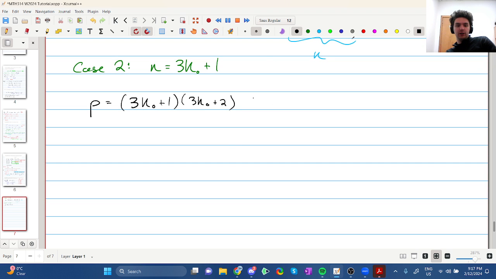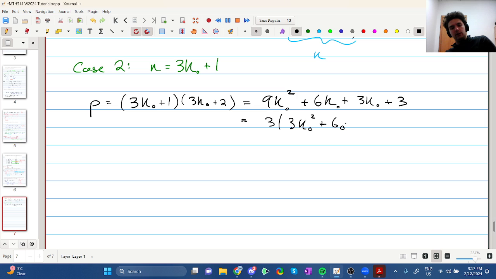Very important proof method that we have, and this only works for natural numbers, or for integers. Anyways, FOIL all this out, you're going to get 9k squared plus 6k plus 3k naught plus 3. And again, you can just factor a 3 out of this. So you get 3k naught squared plus 6k naught, or sorry, 2k naught plus k naught plus 1. And again, that's an integer. I don't know what integer, but that's an integer. Therefore, this is equal to 3k.